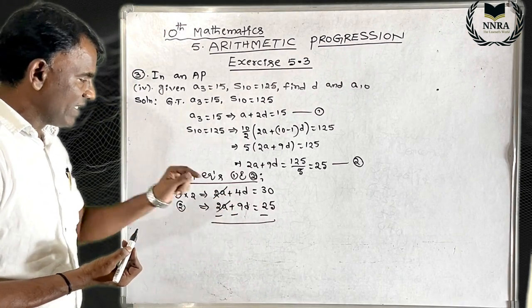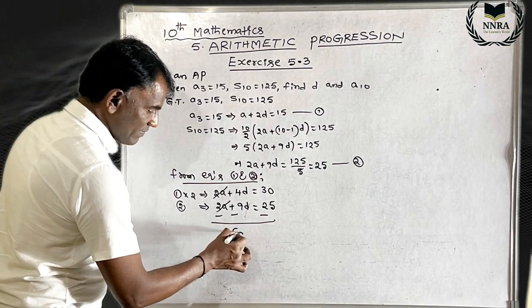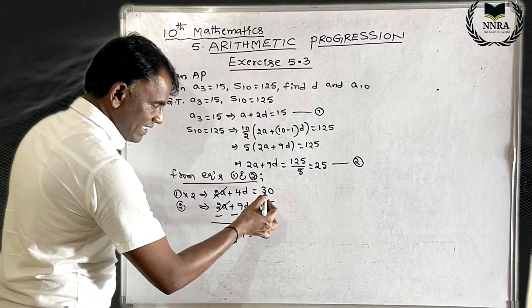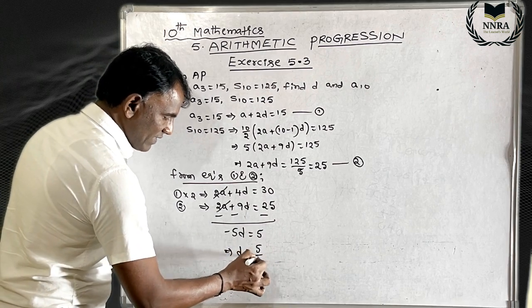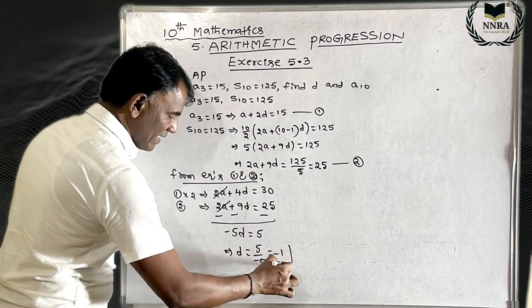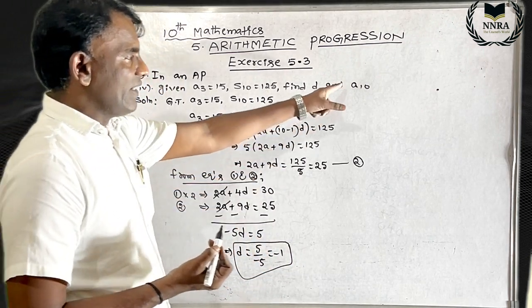And 4D minus 9D. 4 minus 9 is minus 5. So it is minus 5D. And 30 minus 25 is 5. So D equal to 5 divided by minus 5, that equal to minus 1. So this is the value of D. And after that we find A10.